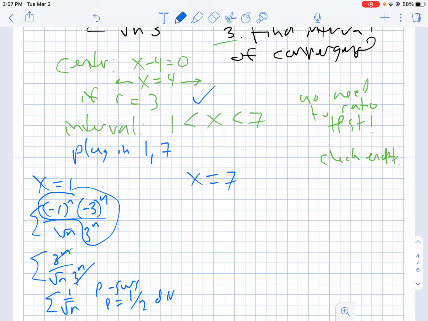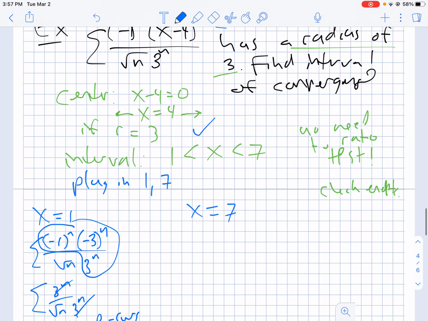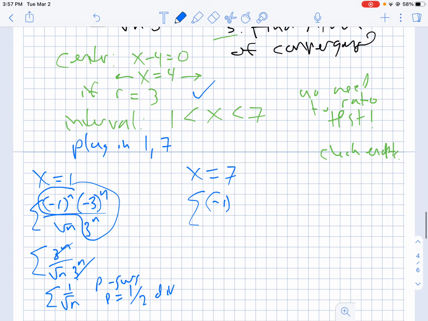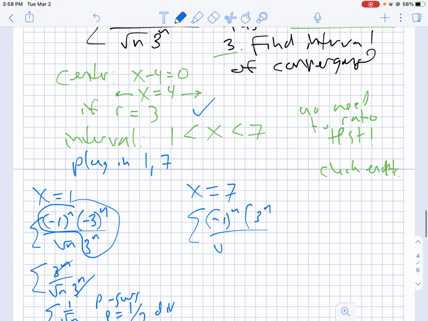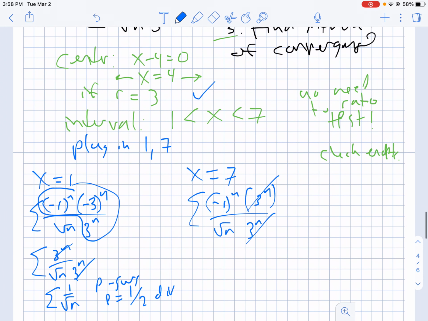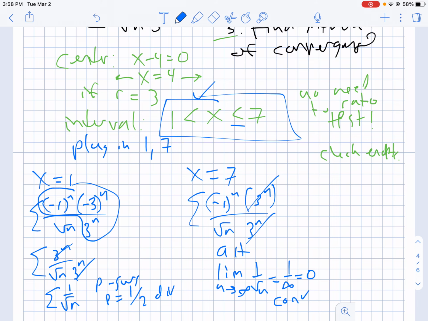When x equals 7, again, when I plug in 7 back into this, I'm going to have negative 1 to the n times, let's see, 7 minus 4, so that's a 3 to the n, over a root n times a 3 to the n. The cool kids recognize these cancel. So this is an alternating series. And remember, you need to use one of those other tests. It's not just take a limit or plug in. You need to use one of our series tests, whether that's p-series, geometric, alternating, whatever. So if we take this limit, we get 1 over infinity, which is 0. So it alternates, goes to 0, it converges. So we know it converges at 7. And that's how we can get the interval.